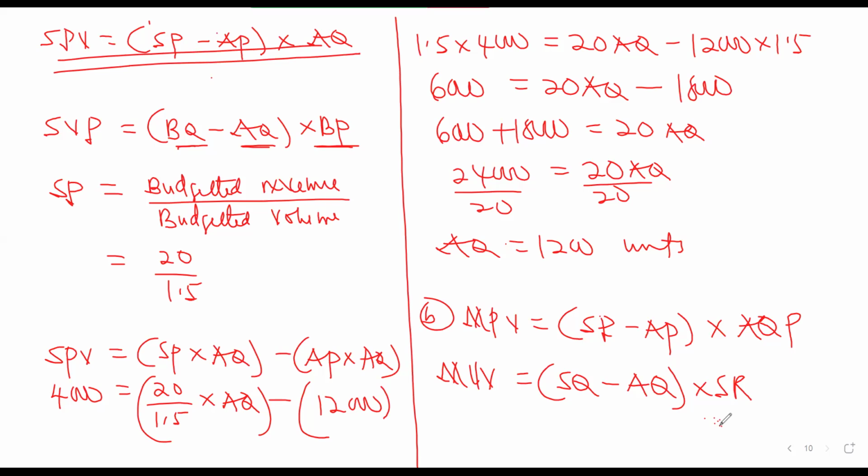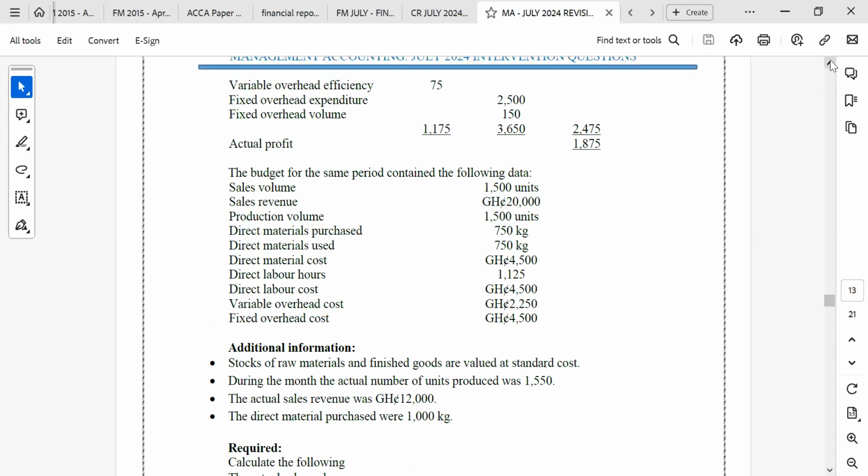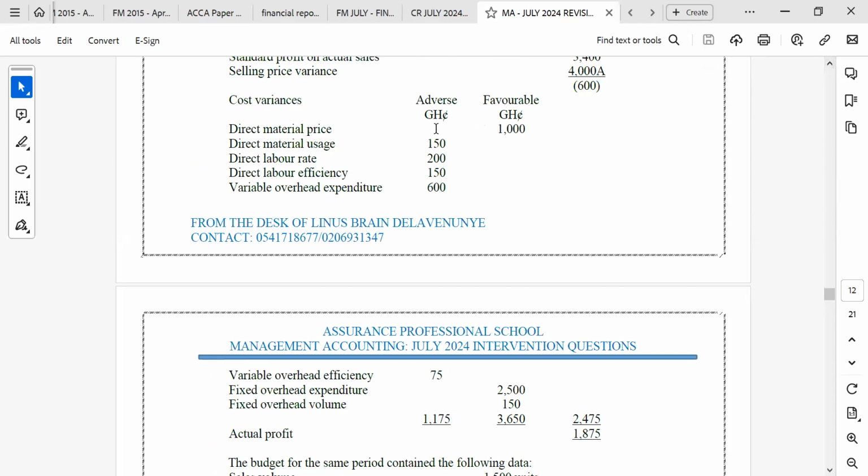Okay, so let's come to the question and see if we can get enough information to do that. We need the material price variance. We are given the material price variance. That is favorable. We are given the material usage, isn't it?